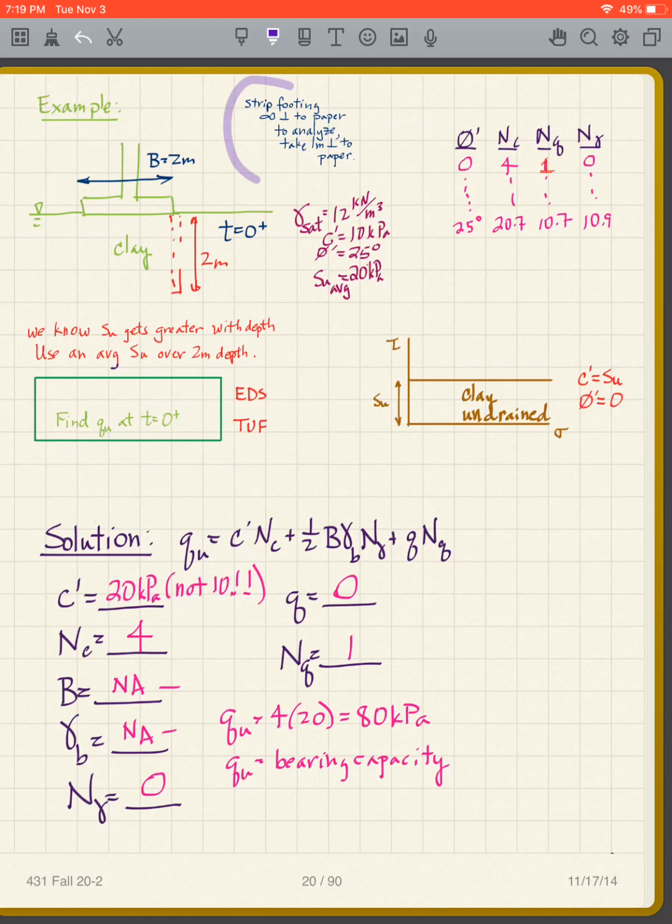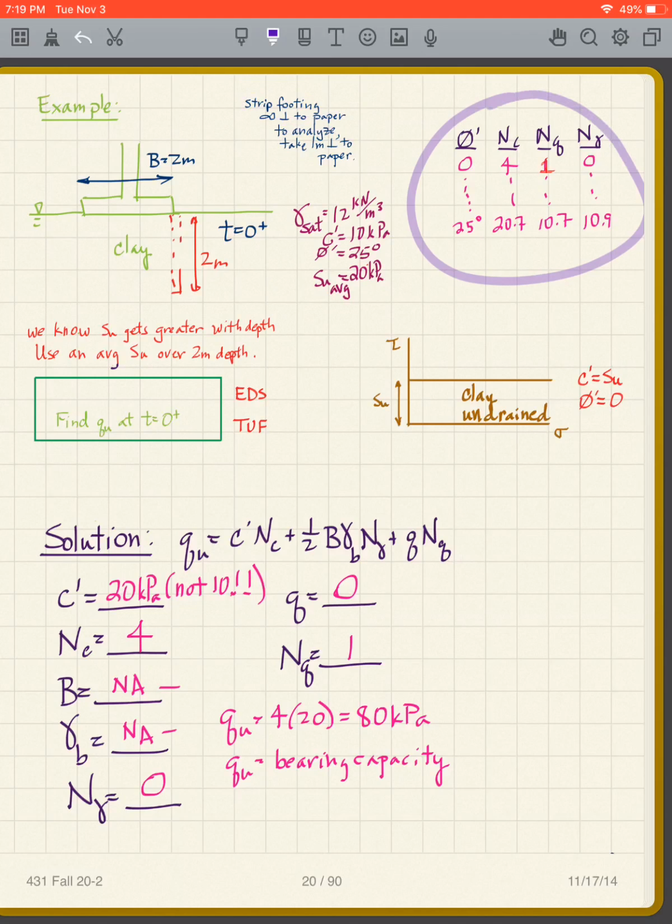Now, we're going to say this is a strip footing, which means it's perpendicular to the paper. It's infinite in theory, perpendicular to the paper, so this is not a column footing exactly. And we're going to analyze 1 meter of that. So it's infinite perpendicular to the paper, but we're going to analyze 1 meter perpendicular to the paper. So we call this a strip footing.